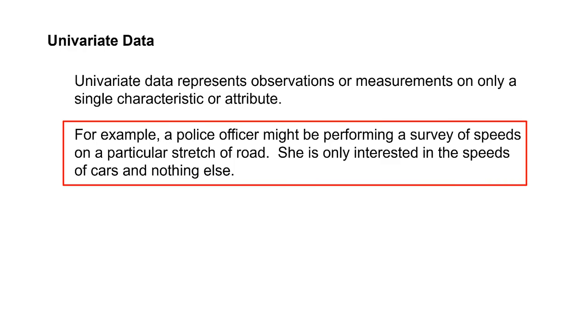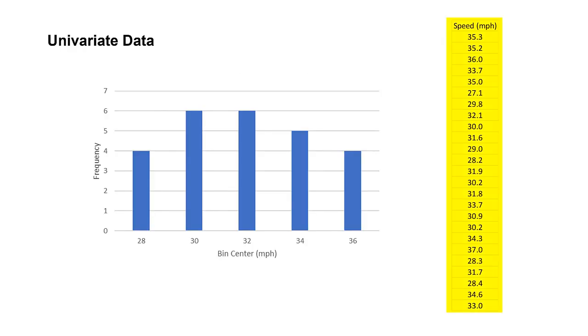For example, a police officer might be performing a survey of car speeds on a particular stretch of road. She is only interested in the speeds of cars and nothing else. So it's just a simple survey, univariate data. Speed in miles per hour is the only thing that she is interested in. So on the right here, I have the data that the police officer collects.